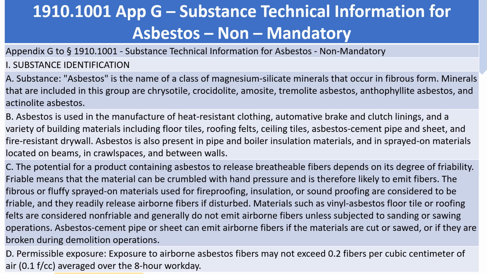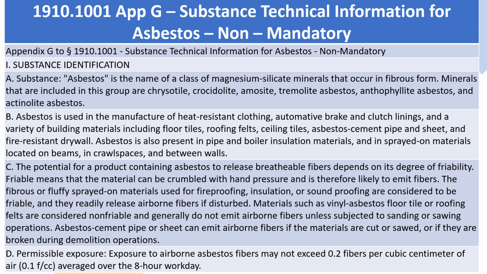B. Asbestos is used in the manufacture of heat-resistant clothing, automotive brake and clutch linings, and a variety of building materials including floor tiles, roofing felts, ceiling tiles, asbestos cement pipe and sheet, and fire-resistant drywall. Asbestos is also present in pipe and boiler insulation materials, and in sprayed-on materials located on beams, in crawlspaces, and between walls.